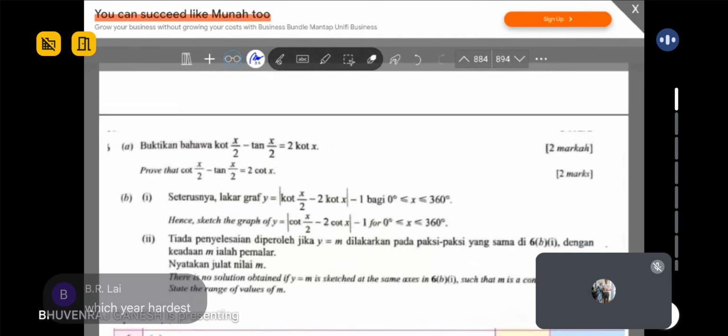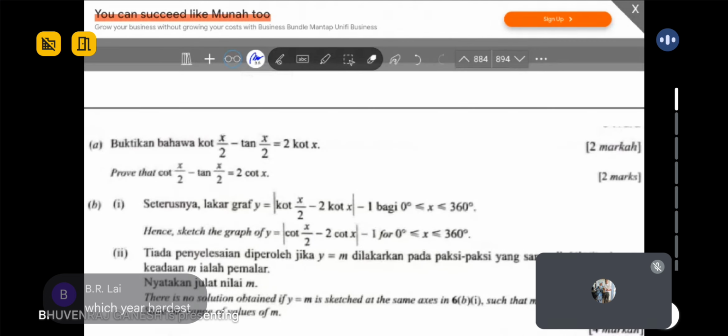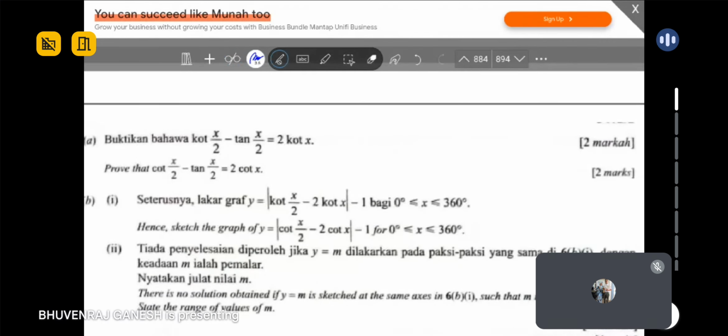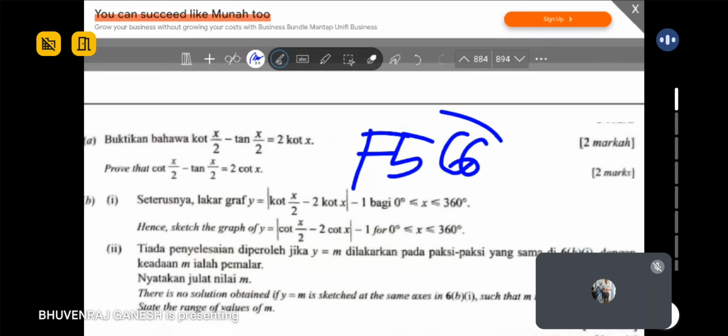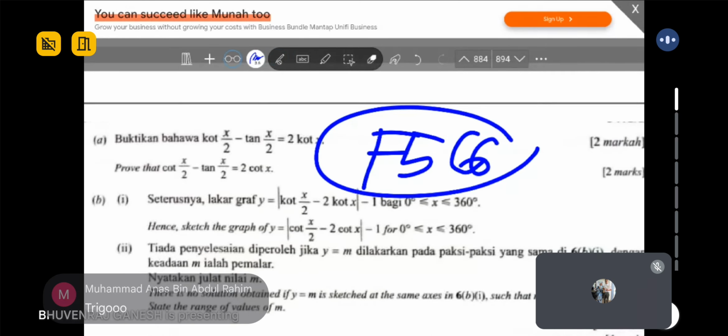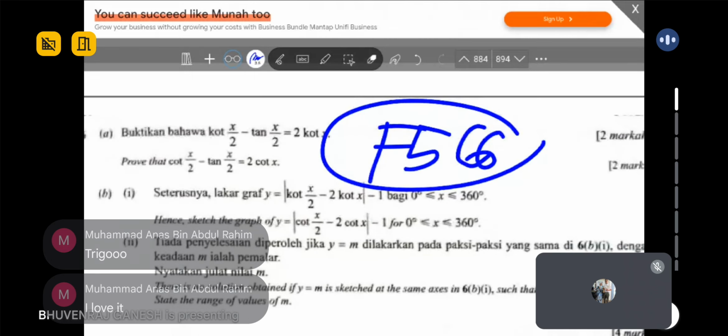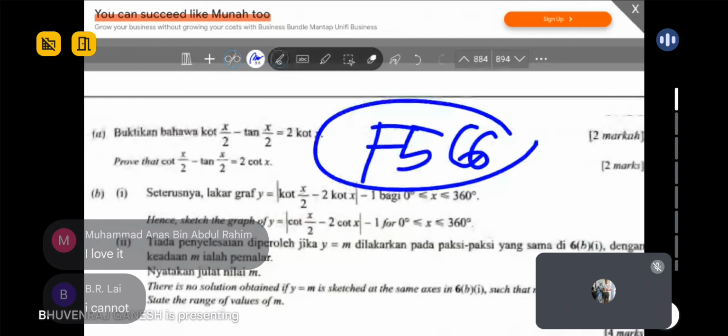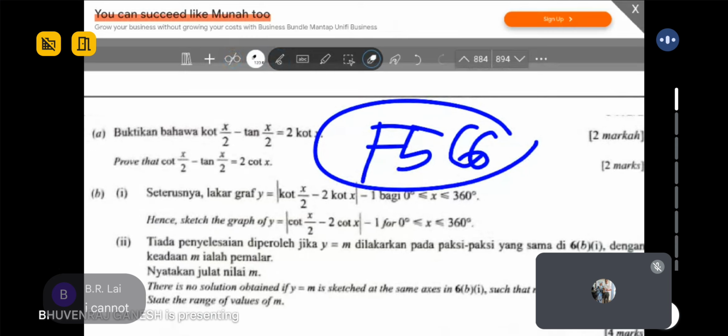Your favorite chapter already come, guys. So bab yang kamu suka sangat. What chapter is this, guys? Your favorite? Yang ni semua orang gerun. Bila nampak bab ni, a lot of you don't like. Yes, your Form 5 Chapter 6, guys. Trigonometry. Bab ni, killer chapter in maths. Okay, bab yang akan membunuh semua orang. Oh, you love it? No wonder you get 88 lah in paper 2.